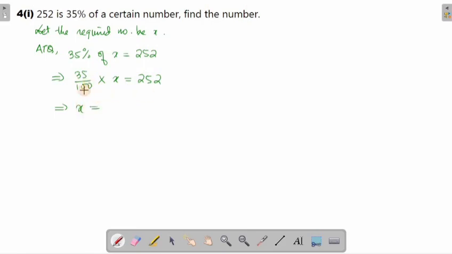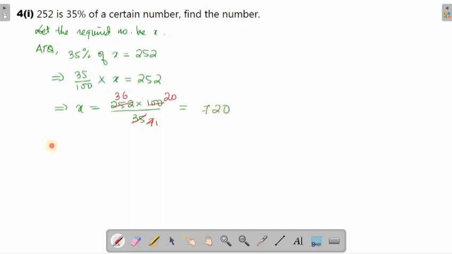So you get only x out here, so we get 252 into 100 divided by 35, since the 35 goes to the denominator, right? So let's do the cancellation now. With 5, 5 7s are 35, 5 2s are 10, so 20. With 7, let's try 7. We have 7 3s are 21, carry over 4, so 7 6s are 42. 7 1s are 7. So when you multiply these two, you get 2 into 6 is 12, carry over 1, 2 3s are 6, plus 1 is 7, and we have got 0 also. So the value of x turns out to be 720.